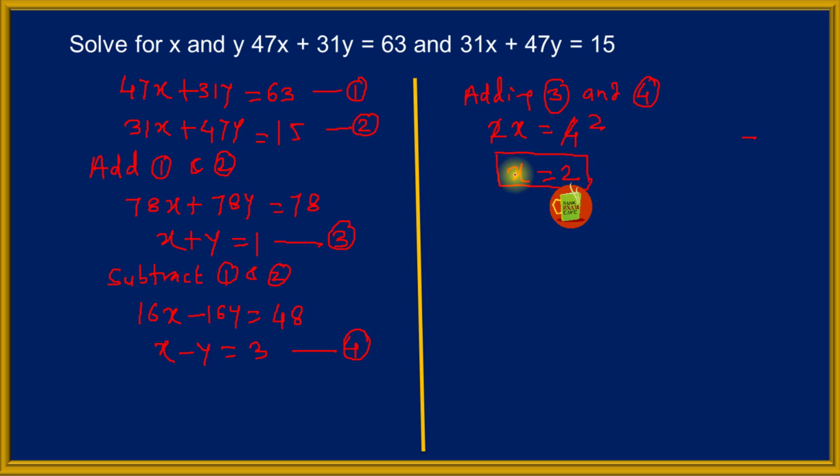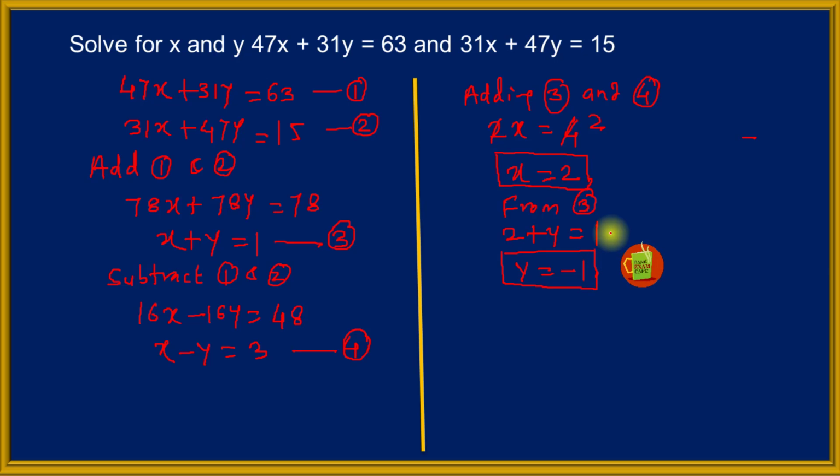Now put the value of x either in equation number 3 or in equation number 4. So put it in equation number 3. From 3, put x as 2. So it will be 2 plus y is equal to 1. Take 2 to the other side, so it will be minus 2. So 1 minus 2 will be minus 1. So we have got y as minus 1. This is also an important step. The marks are given at this step, so highlight this step also.